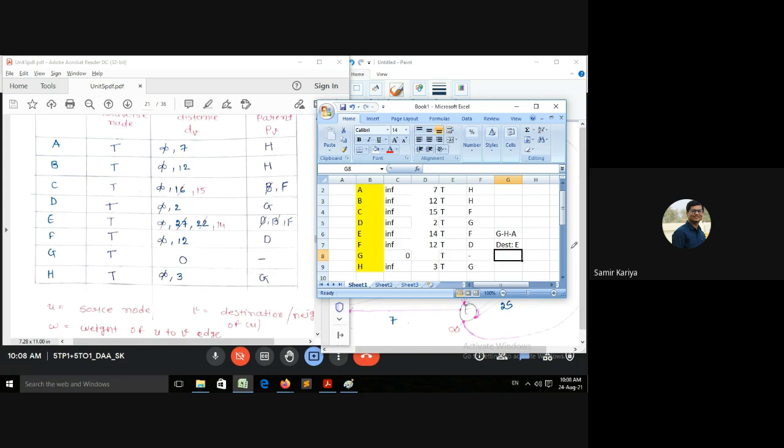For example, suppose my destination node is E. So let's write the path for E. That's my destination, and we have to backtrack, writing in reverse. So E, then which is E's parent node? F. Why F? Because here it's F. Just observe my cursor. Then F's parent node is D, and D's parent node is G. So this is the shortest path from G to E.